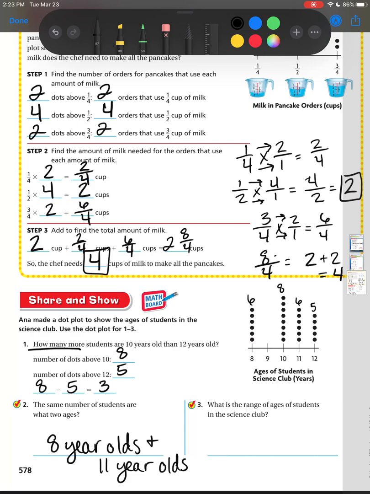And what is the range of students? So what is the largest age minus the smallest age? That's 12-year-olds minus 8. So 12 minus 8, that's going to be 4. So there you have a range of 4 years between the oldest and youngest students.